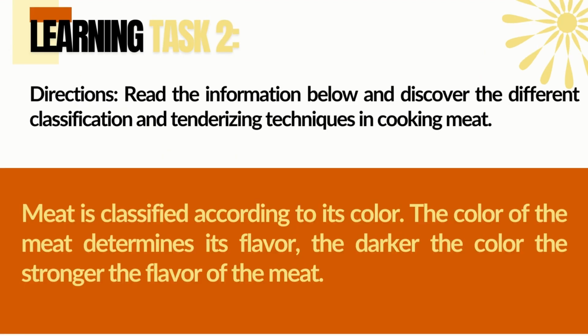Learning Task 2. Directions. Read the information below and discover the different classification and tenderizing techniques in cooking meat. Meat is classified according to its color. The color of the meat determines its flavor.